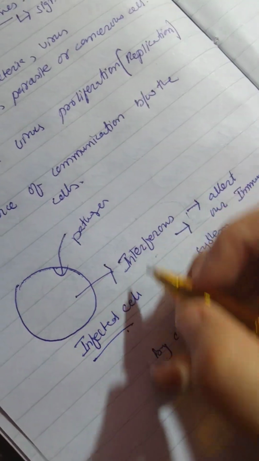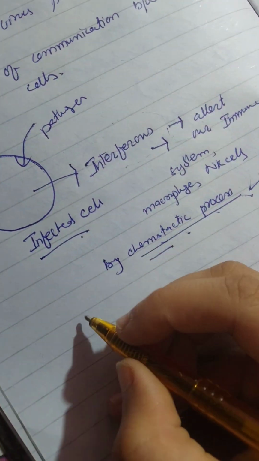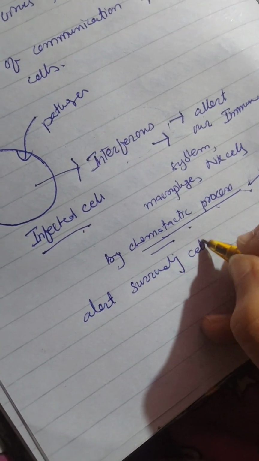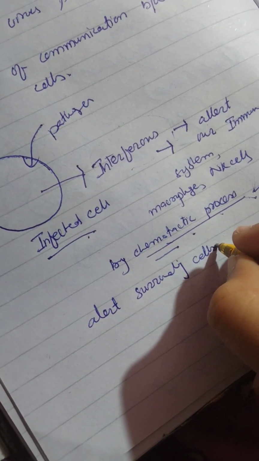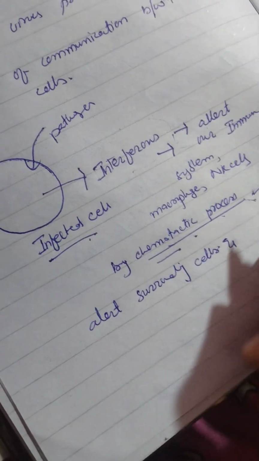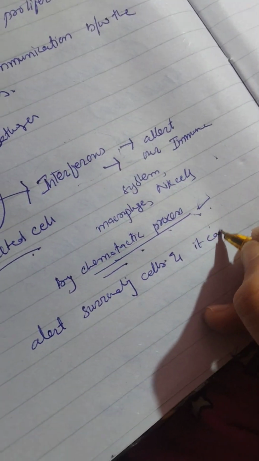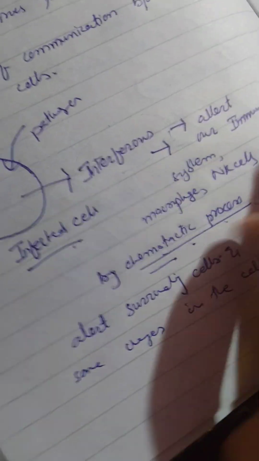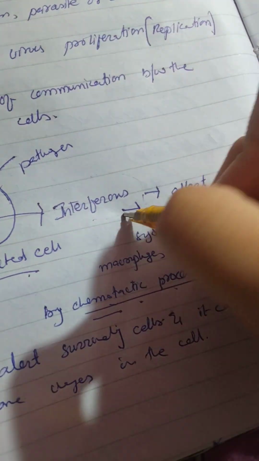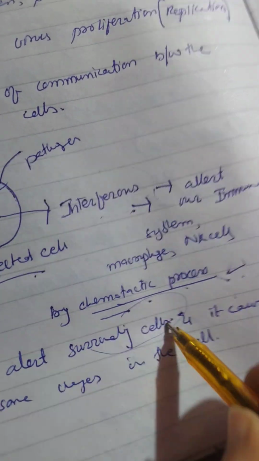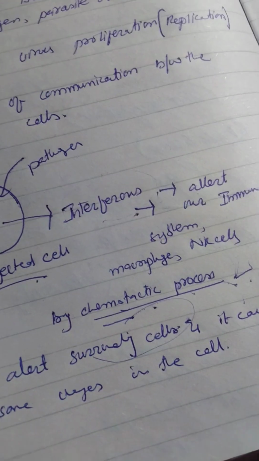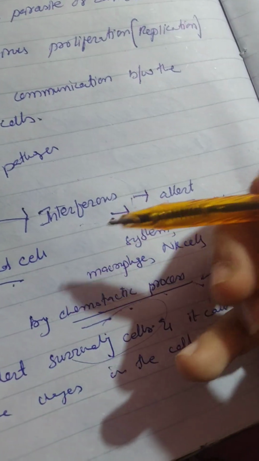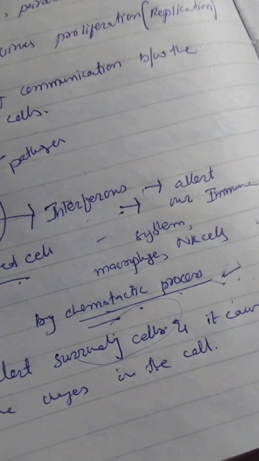Now basically what happens, these interferons also alert surrounding cells: please prepare your immune system, be strong. And it causes some changes in the cells. What are these changes which are caused by the interferons? Interferons are released to alert the surrounding cells. Now these surrounding cells, in order to cope with and manage that pathogen, will do some modification in their cell.